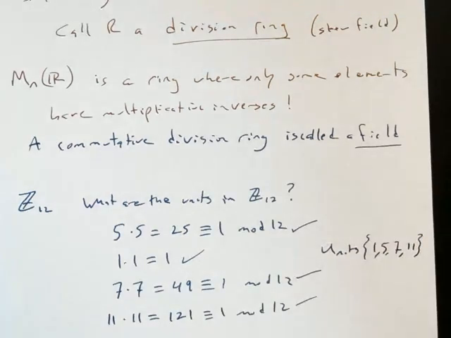Now, I would point out to you something really weird happened here. Not only are all of these units, but their multiplicative inverses are themselves. That's weird. What else is unusual about these four numbers?